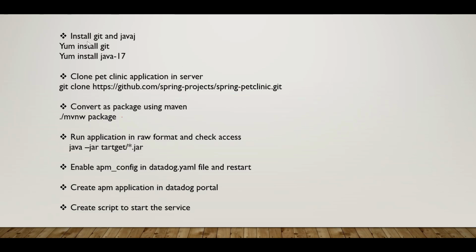First, I'm going to install Git and Java. The code is available here in this directory, GitHub Spring Boot petclinic.git. So from there, I'm going to download. After that, I'm going to convert it into a package using Maven. Convert this code into a package. After that, I'm going to run my application.